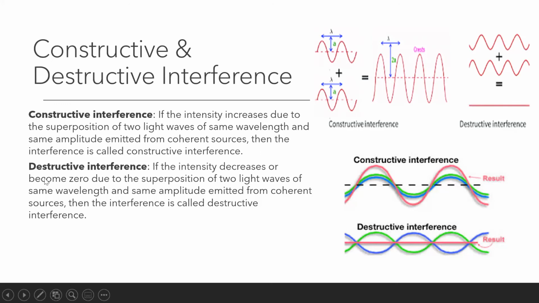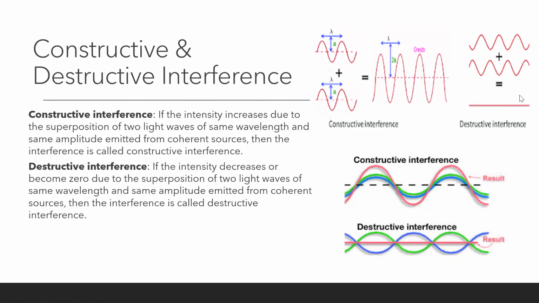Now let us see what is meant by destructive interference. If the intensity decreases or becomes zero due to the superposition of two light waves of the same wavelength and same amplitude emitted from coherent sources, then the interference is called destructive interference. Here you can see the figure.